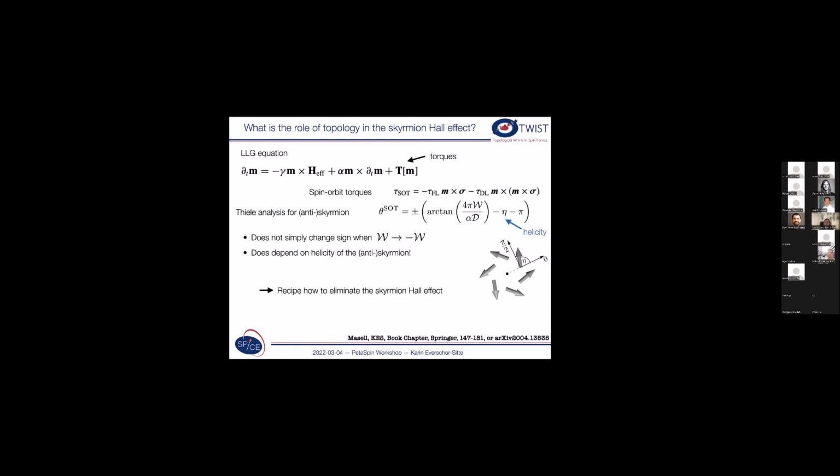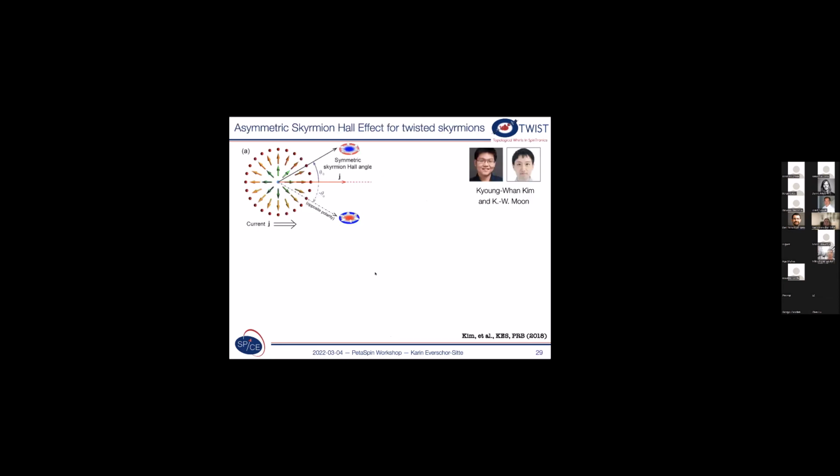So this gives you another recipe how to eliminate the Skyrmion Hall effect. Namely, you can tune the helicity such that the spin-orbit torque Skyrmion Hall angle vanishes. Let me also remind you that because of this, when changing the sign, it does not simply change the sign of the Hall angle. We actually have a sort of an asymmetric Skyrmion Hall effect. Let me explain this asymmetric Skyrmion Hall effect for twisted Skyrmions a little bit more in detail.